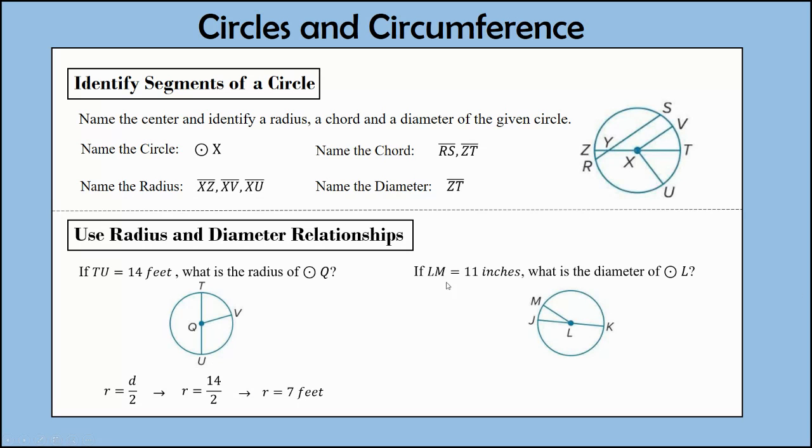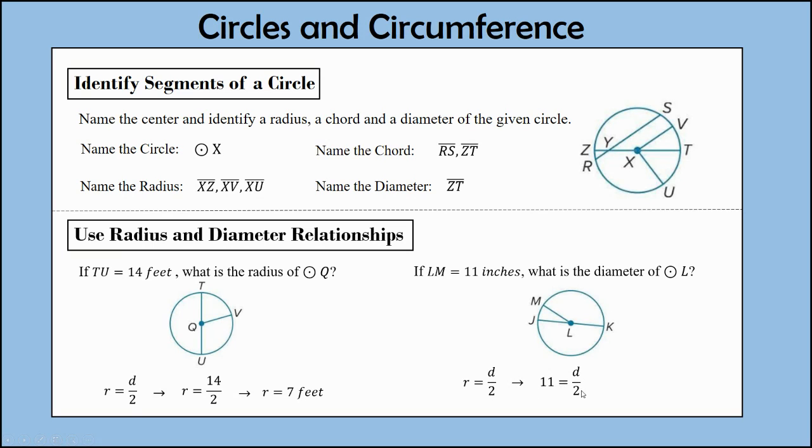Second question now tells us the distance from L to M is 11 inches. We want to find the diameter of circle L. Well, JK is a diameter. Okay, LM, they're saying is 11 inches. So you could look at it this way. LM is 11 inches. Every radii is congruent. So L to J is 11 inches and L to K is 11 inches. Okay, I just kind of did it this way. A radius is equal to half the diameter, or a diameter divided by 2. Okay, 11 is the radius.